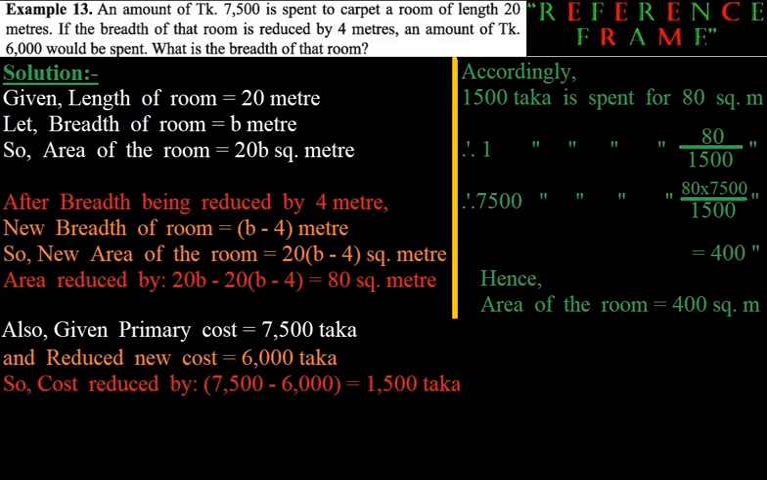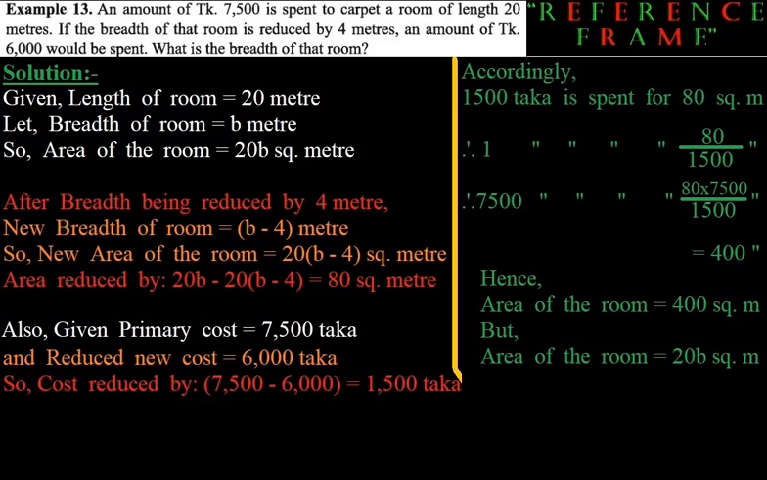7,500 taka is the total cost for carpeting the room. Therefore, for 7,500 taka, we're gonna carpet 400 square meter. That means 400 square meter is the area of the room. But in your very first step, marked with white at the start of the problem, we have the area of the room as 20b square meter, and by calculating we get that the area of the room is 400 square meter. So both of them are the area of the same room. Since they are the area of the same room, they must be equal.